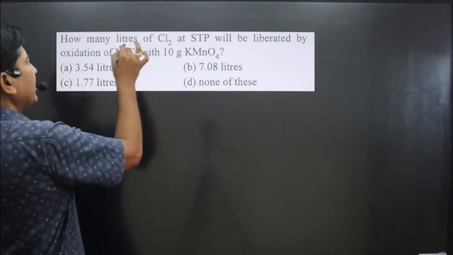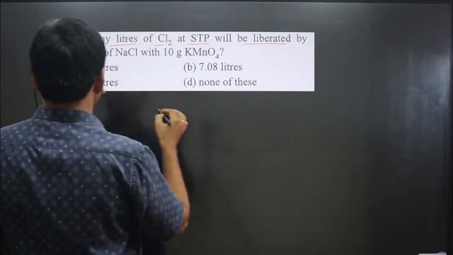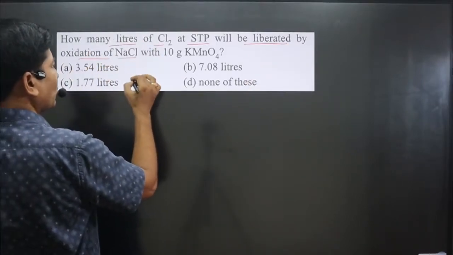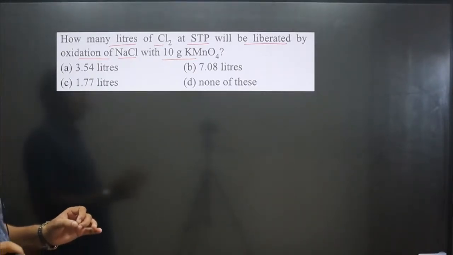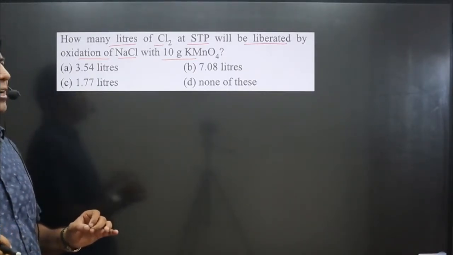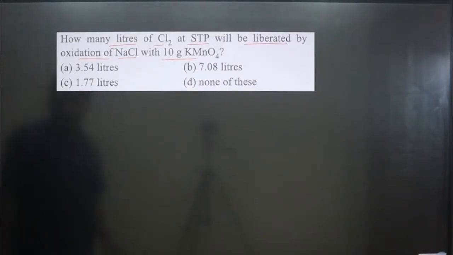The question says: how many liters of chlorine gas at STP will be liberated by the oxidation of sodium chloride with 10 gram KMnO4? 10 gram KMnO4 is given there, and in the presence of a strong oxidizing agent, sodium chloride is undergoing an oxidation reaction. First of all, we write down the chemical reaction.